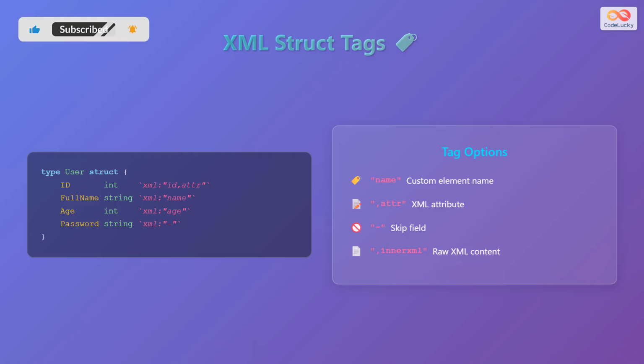Here are some commonly used tag options. You can specify a custom element name using the name option. You can map a field to an XML attribute using the attr option. You can skip a field using the hyphen option. And you can include raw XML content using the innerxml option.